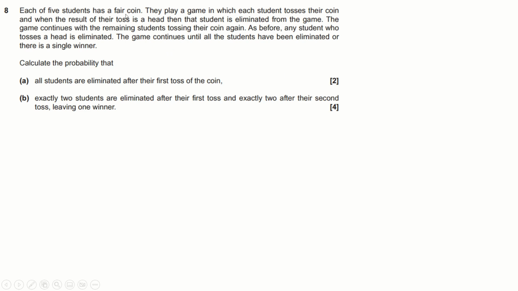Good. So we have a fair coin here, they flip it, and they're playing this game where, I can't even remember what the game is. The game continues. Each toss, heads is eliminated from the game. Okay, so if you get heads, then you just lose, and you keep going until everyone's been eliminated. All students eliminated after the first toss of the coin. Well, that means all 5 students just get heads, and that's how they lose. So they all just toss heads, which is 1/2 to the power 5, which is 1 over 32.